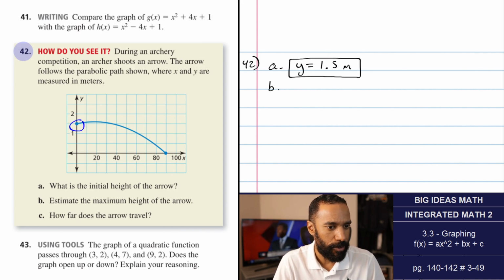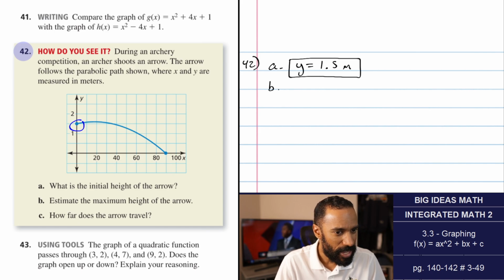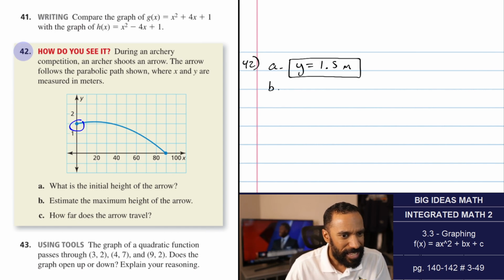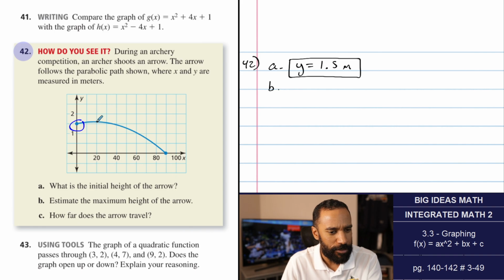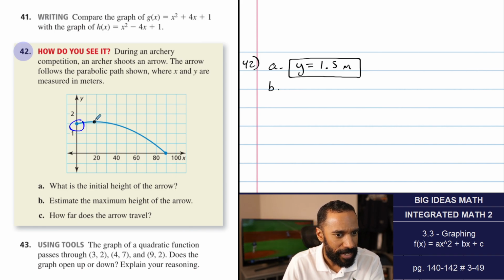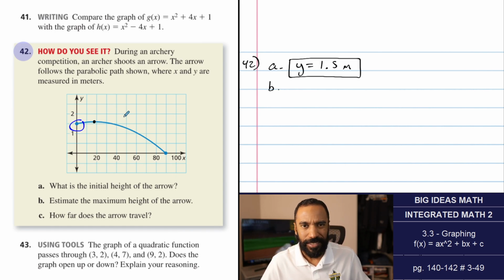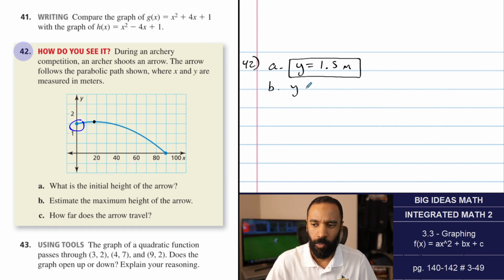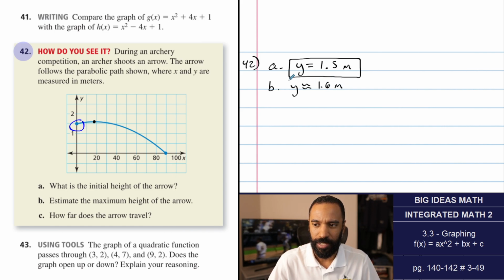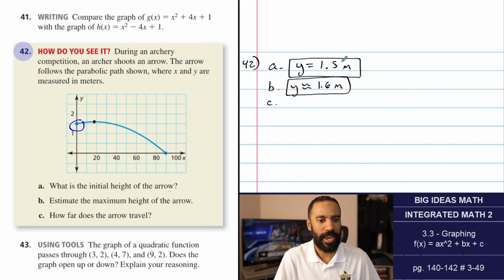Basically looking at the graph. We don't really have an equation. It looks like around 20, a little left of 20, right? But they said the height, not the actual x value. So 1.6 about? Y is about 1.6 meters? That's my guess. Part C, how far does the arrow travel?